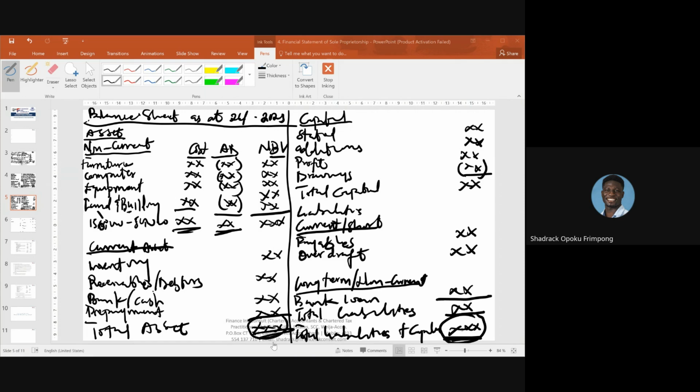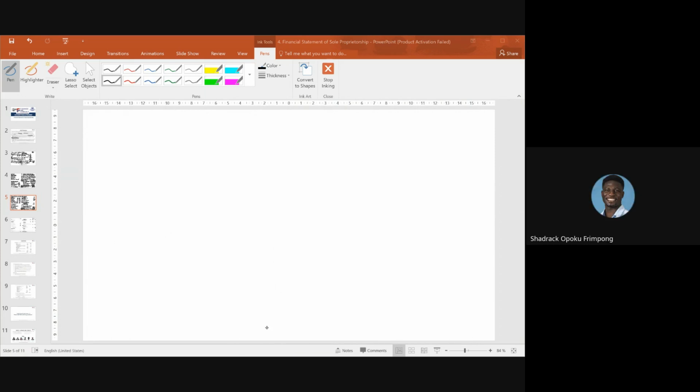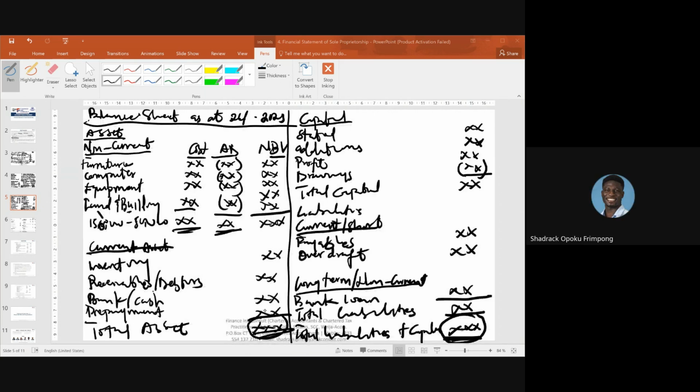So you realize that even though people have a lot of problems or challenges preparing the balance sheet and the profit or loss statement, it is actually not difficult. Or it is difficult? It's quite confusing. Oh, okay. What makes it confusing?